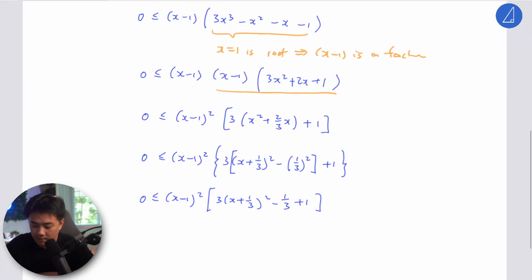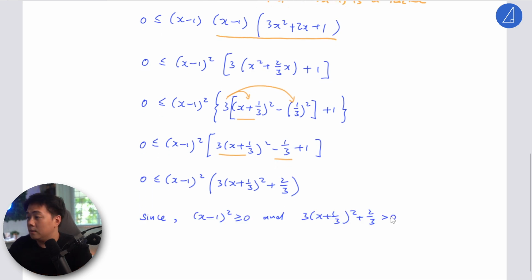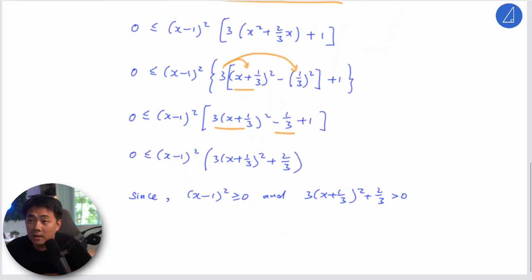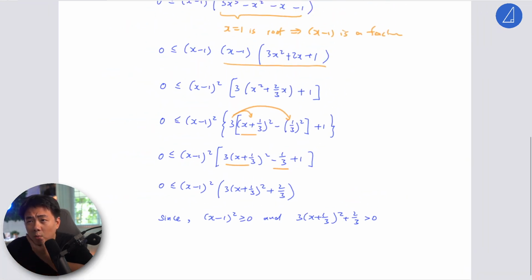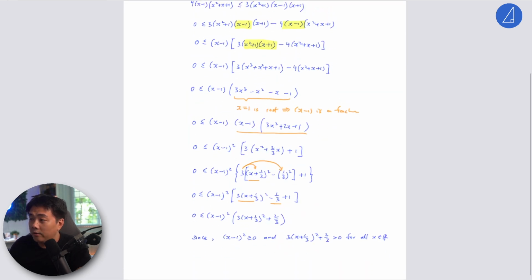So just complete the square. Once done, multiplying this in, and this multiplied by this will just be a negative 1/3. Then this will be 2/3. So obviously, you could see that this is always positive, plus 2/3. There you go. So just write this down. Since x minus 1 squared is at least 0 and 3 times the completed square is always positive for all real values of x, all real values will satisfy the inequality.